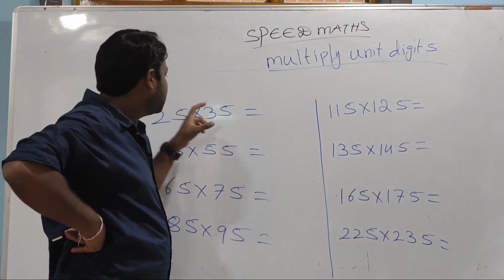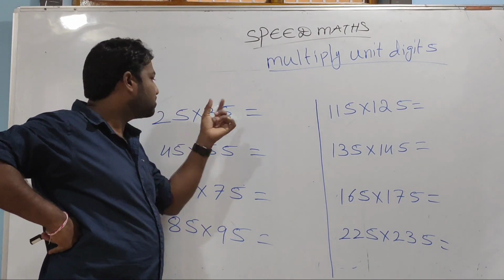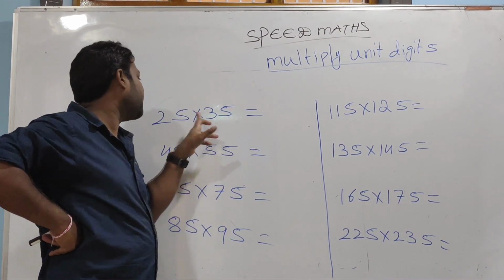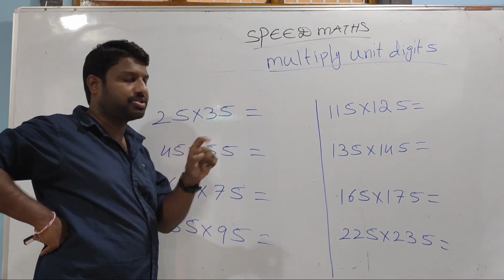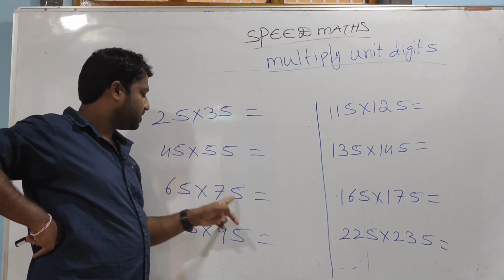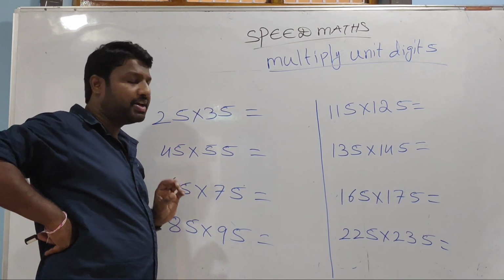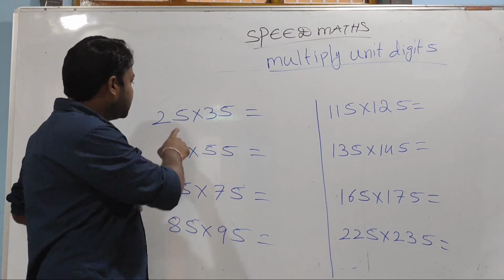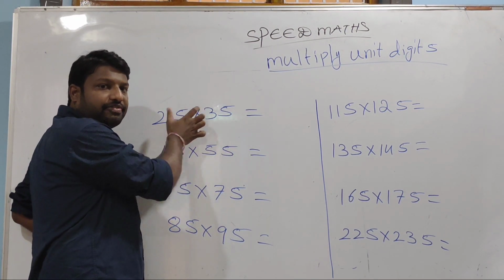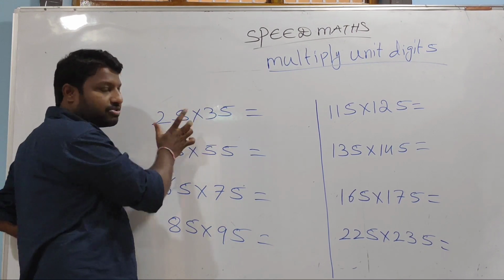These are the numbers having 5 as the last digit. Last digit means unit digit. The unit digit is 5. As well as, the difference between these two numbers should be 10. See, this is 25, this is 35. The difference of these two numbers is 10. 35 minus 25 is 10.